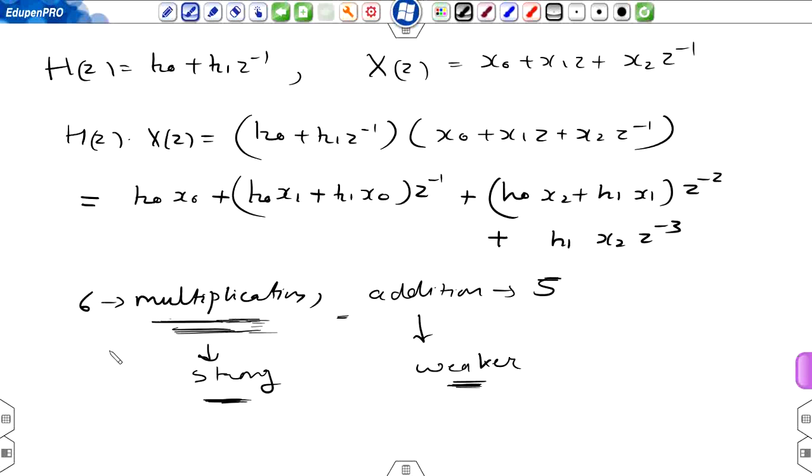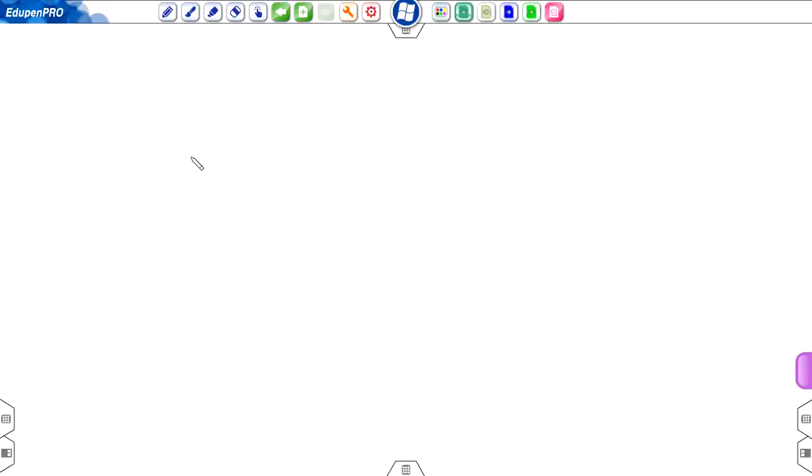So the total number of multiplications is nothing but L into N. L was 3 and N was 2, that is 6. Now the concept of fast convolution is to reduce the strong operations like multiplication at the expense of the weaker operations like addition. How multiplication can be reduced at the expense of addition, we will see by taking an example.